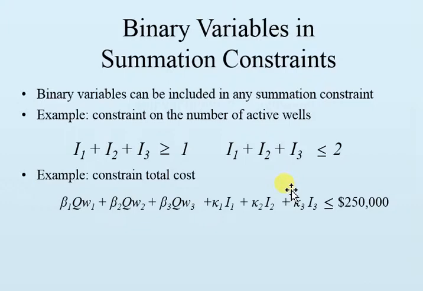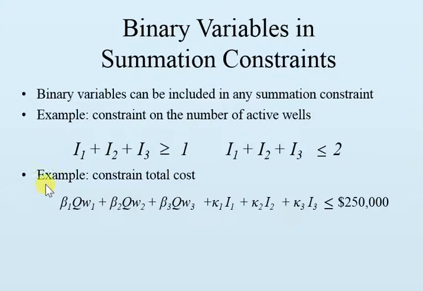Third thing to examine is binary variables in summation constraints. And here we have an example of directly constraining the number of active wells. So for example, with a 3-well problem, we may want to have at least 1 well operating, but no more than 2 wells operating. So if we simply sum the values of the binary variables, for example, in this second constraint, we would see that the sum of them must be less than or equal to 2. In other words, one of them must be 0 and 2 of them can take the value of 1.